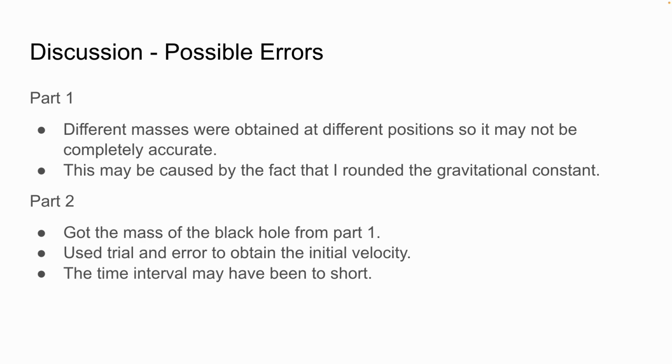Possible errors for Part 1. Different masses were obtained at different positions, so it may not be completely accurate. This may be caused by the fact that I rounded the gravitational constant. Possible errors for Part 2. Got the mass of the black hole from Part 1. Used trial and error to obtain the initial velocity, and the time interval may have been too short.